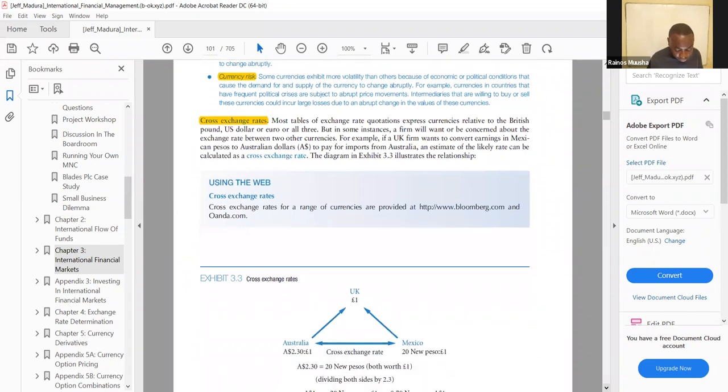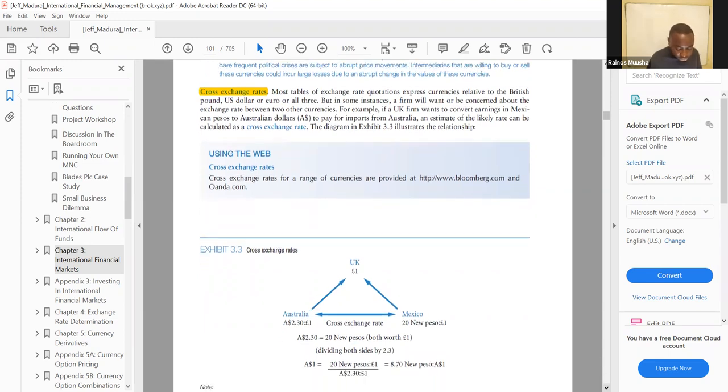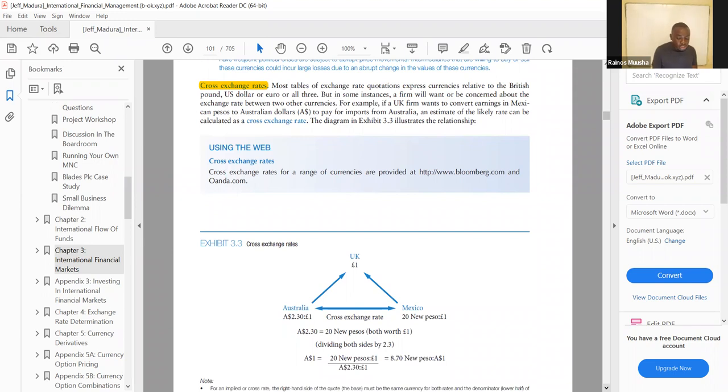On the next example, we look at cross exchange rates. When you look at cross exchange rates, this is where you're moving from one currency to another currency, and then another currency as well. For example, in a typical cross exchange rate question, we are given 3 countries. In this case, they give us the exchange rates between the UK British pound, the Mexican peso, and the Australian dollar as well.